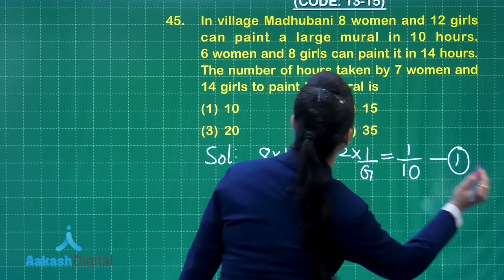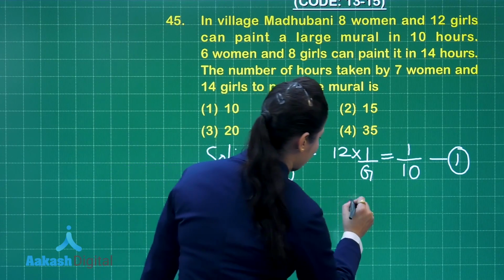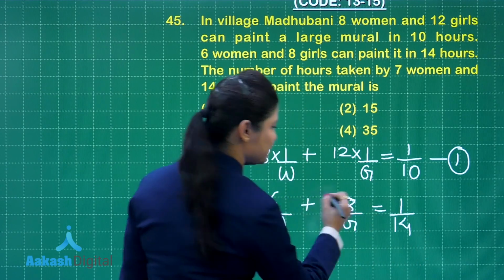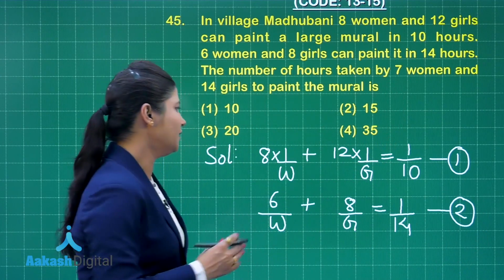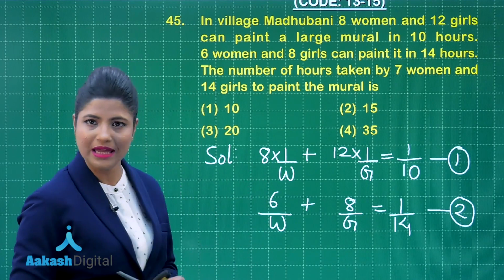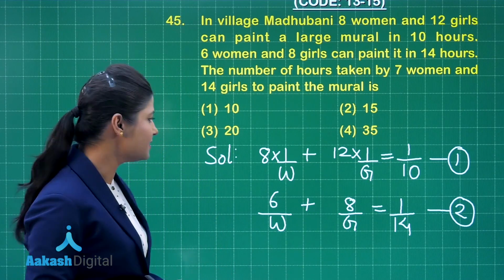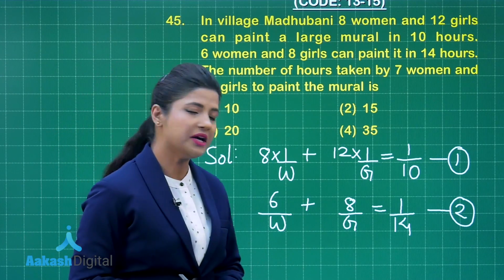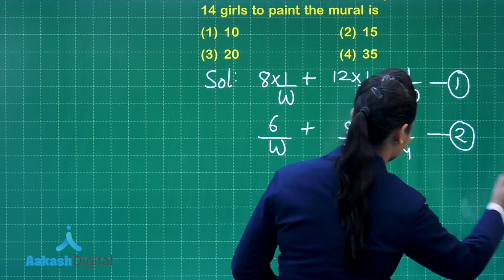You can also further simplify this. As per the second condition I get 6 upon W plus 8 upon G is equal to 1 upon 14. This is the work done as per the second condition in 1 hour. So let's take it as equation number 2. So on the basis of this we have generated 2 equations. In this case you can consider 1 upon W to be x and 1 upon G to be y. That will help you generate the linear equations 8x plus 12y equal to 1 upon 10, 6x plus 8y equal to 1 upon 14. And further you can solve these equations and get the values of W and G.